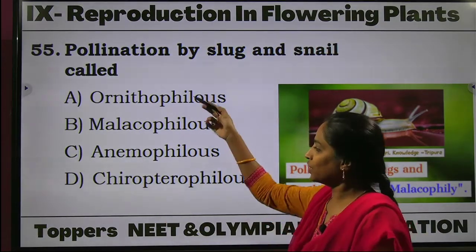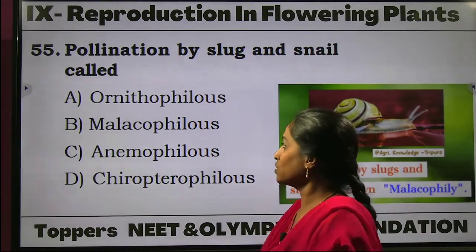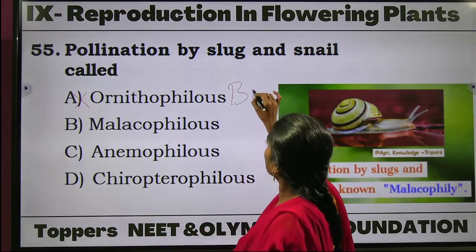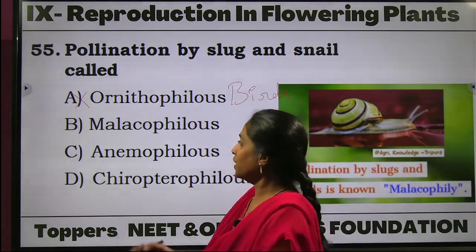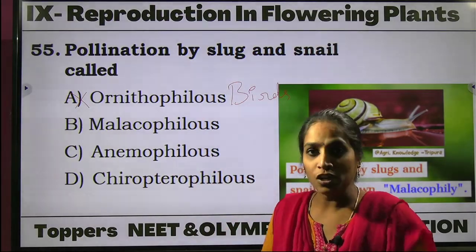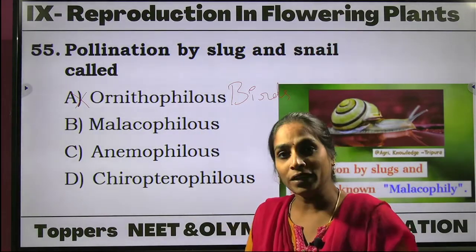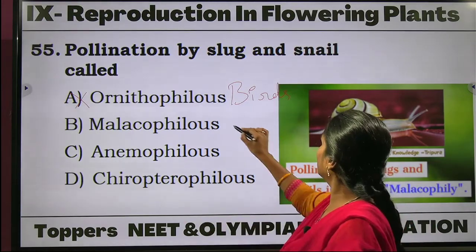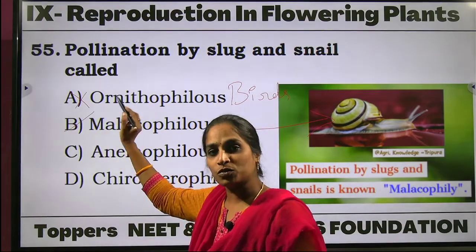So these are the different types of pollination processes. Ornithophily is through the birds. Snail is not a bird. And Malacophily: if you remember, in one of our previous classes we discussed that malacophily is a type of pollination which is done by the snail. So here the correct option will be option B.